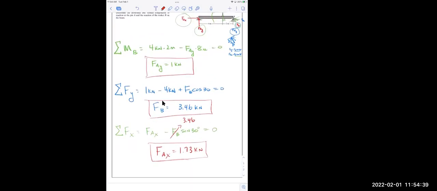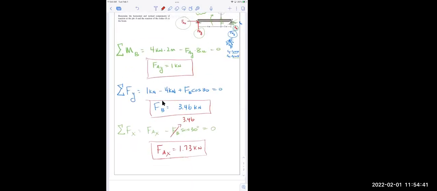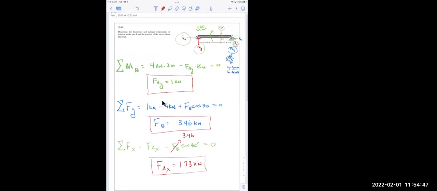So, same as last problem. I've now figured out the reactions. I've figured out the breakdown. Notice force of A in Y is only doing 1 kilonewton of work, whereas the force of B is doing more, as I was kind of suggesting. Since this 4 kilonewton force is closer to B, that means B is going to be doing more of the work on that side. So that doesn't surprise me that force of B is so much larger.